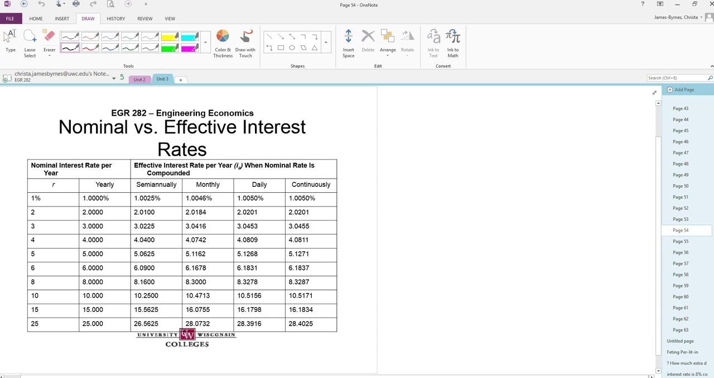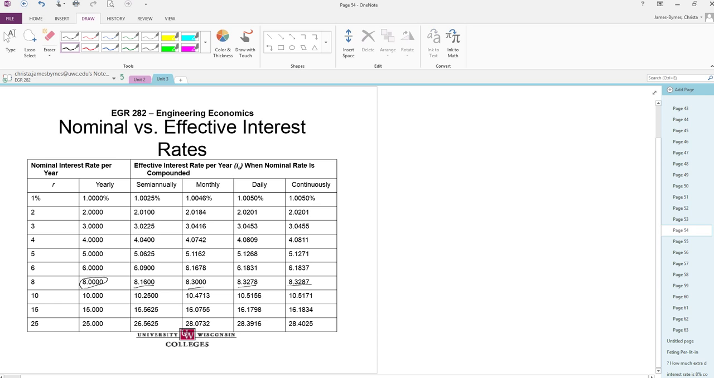So look here. Here's my nominal rates, okay? And here's the one I was just doing, 8%. If I pay that yearly, that's 8%. If I compound it semi-annually, well, it's 8.16. If I compound it monthly, I'm paying 8.3. Daily, 8.3278. Continuously, 8.3.